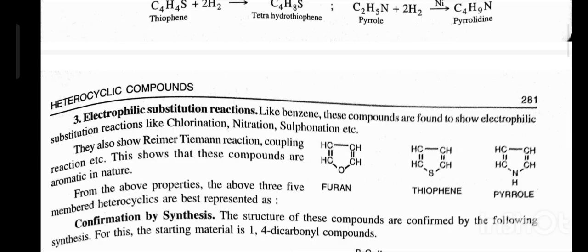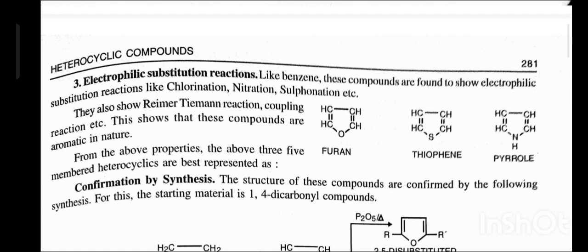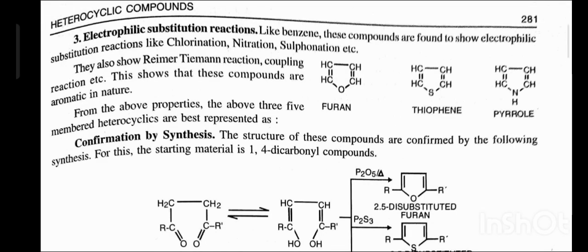They also show the Reimer-Tiemann reaction and coupling reactions. These show that these compounds are aromatic in nature. For the above properties, the above three five-membered heterocyclics are best represented as the structures confirmed by synthesis. The structure of these compounds is confirmed by the following synthesis.